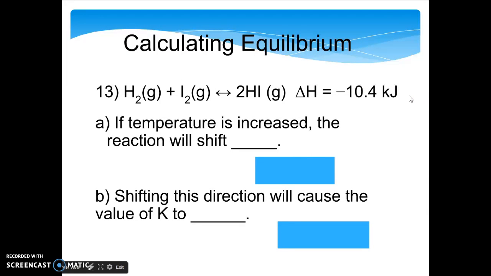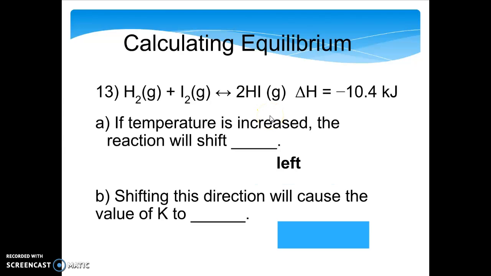Looking at this one here, if the temperature is increased, which direction will the reaction shift? Well, notice heat is listed on the right side, so it's on the product side. So we know that increasing the temperature is going to cause a shift back to the left. And sure enough, it shifts to the left.